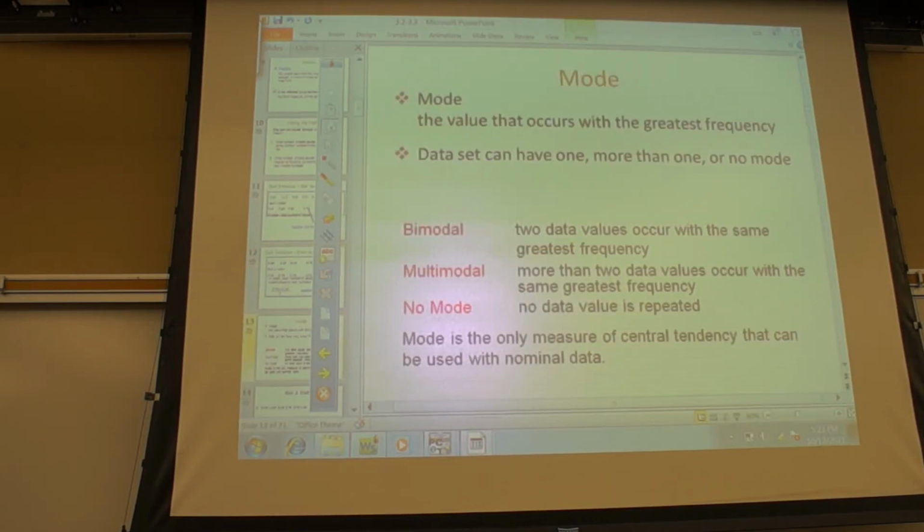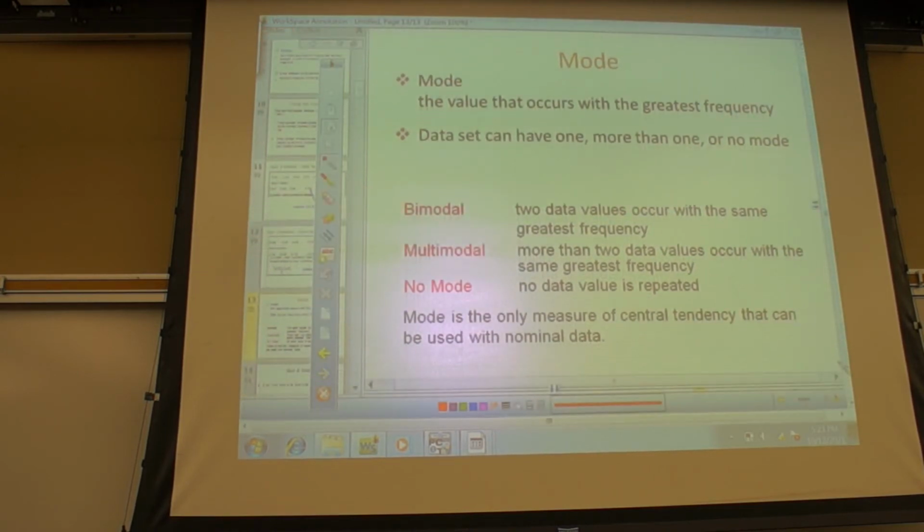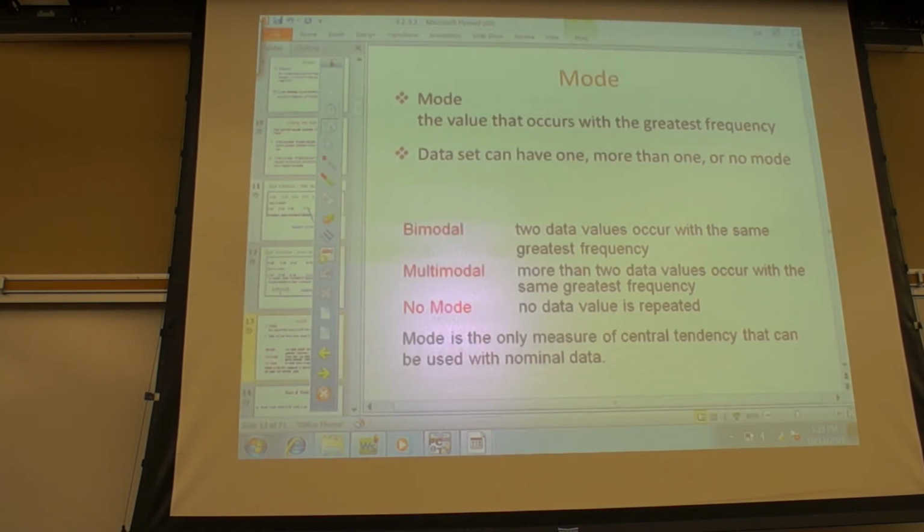Mode. How about Drew? Go ahead and read. The value that occurs with the greatest frequency is the mode. A data set can have more than one mode, or no mode. Bimodal is when 2 data values occur with the same greatest frequency. Multimodal is when more than 2 data values occur with the same greatest frequency. And no mode means no data value is repeated. Mode is the only measure of central tendency that can be used with nominal data.